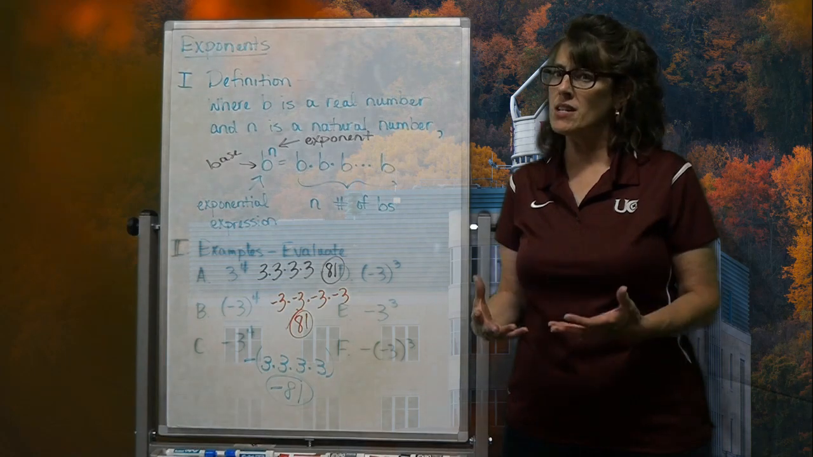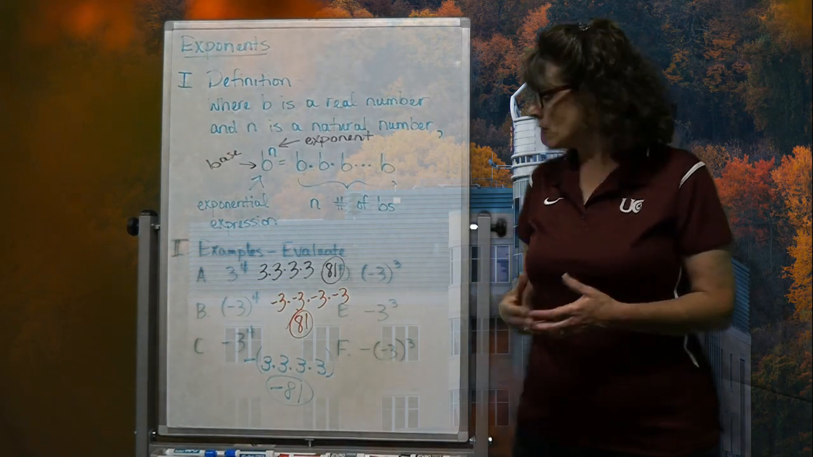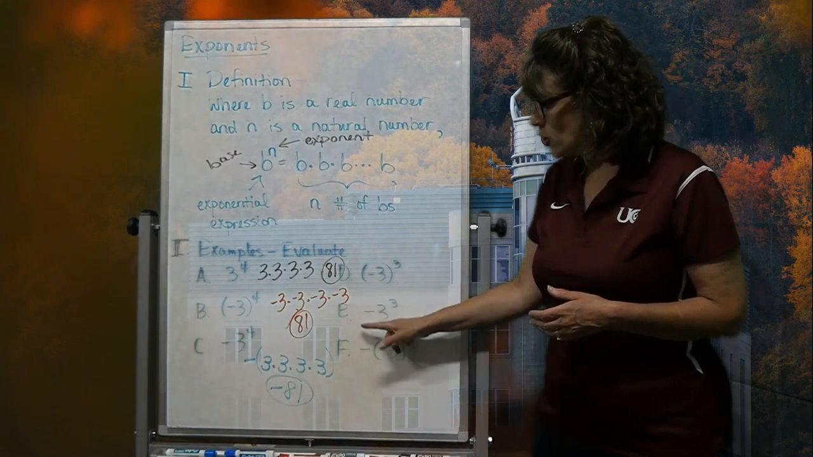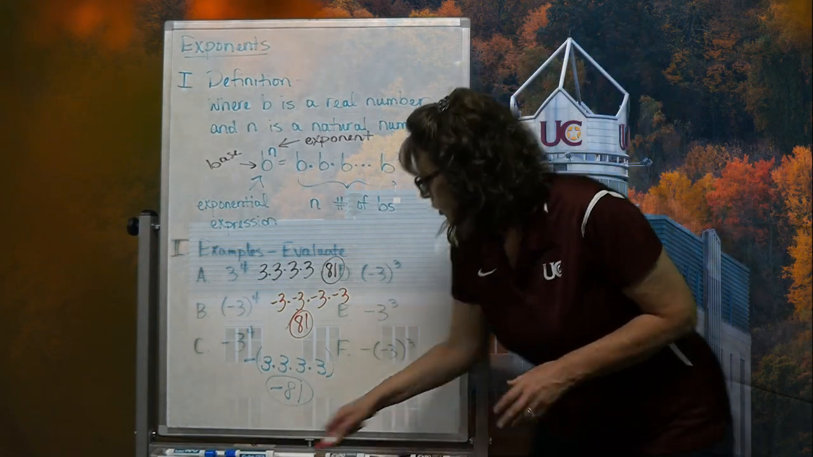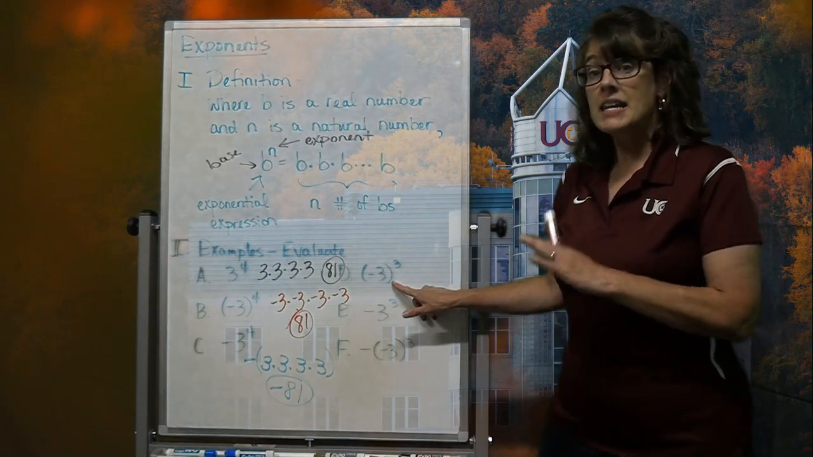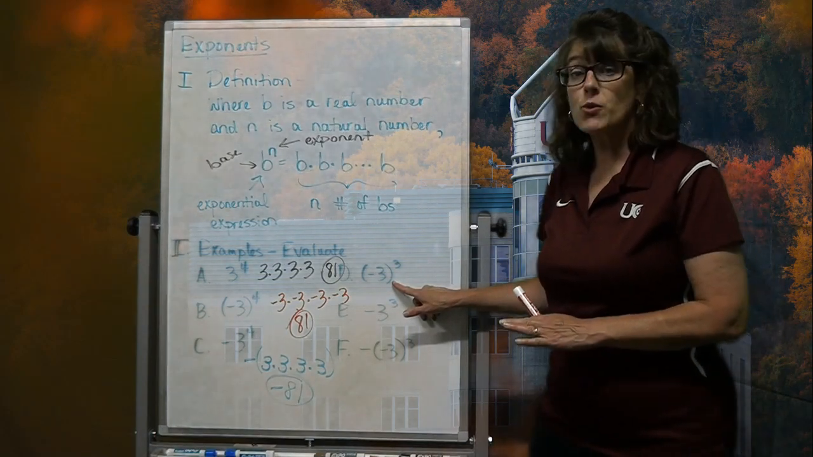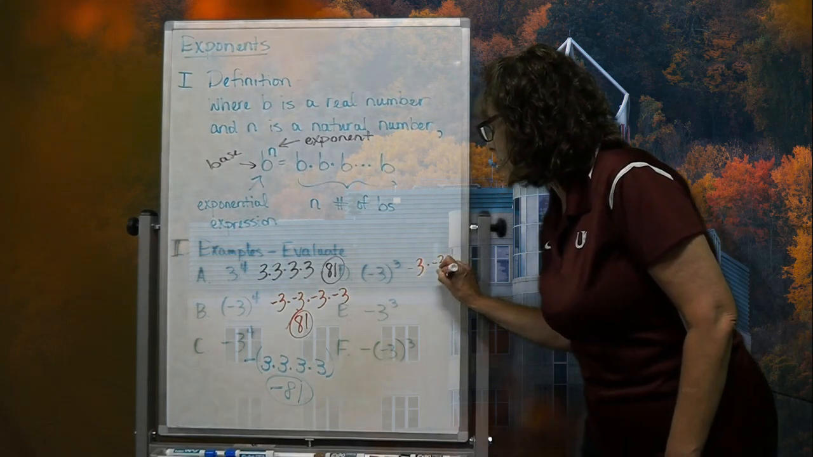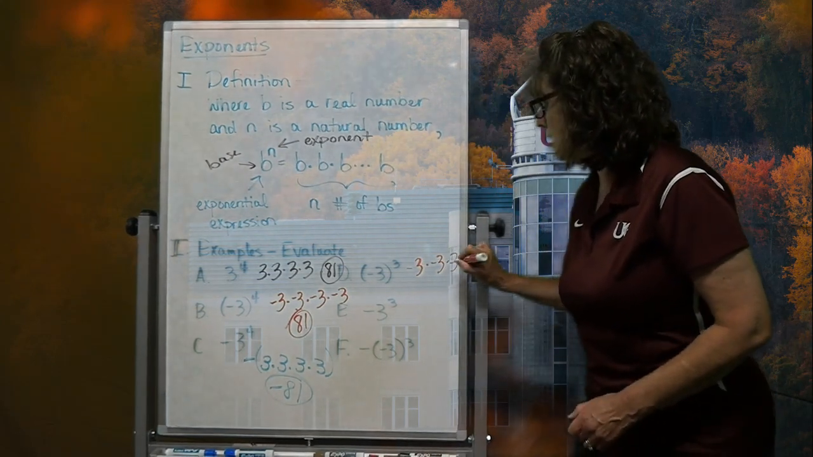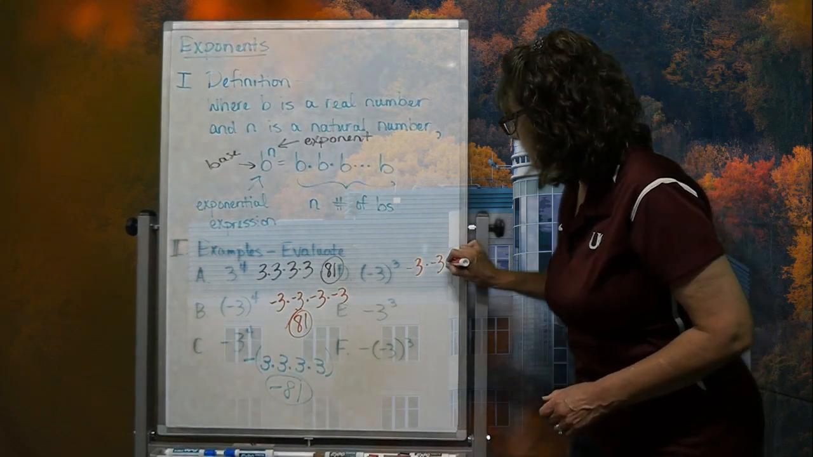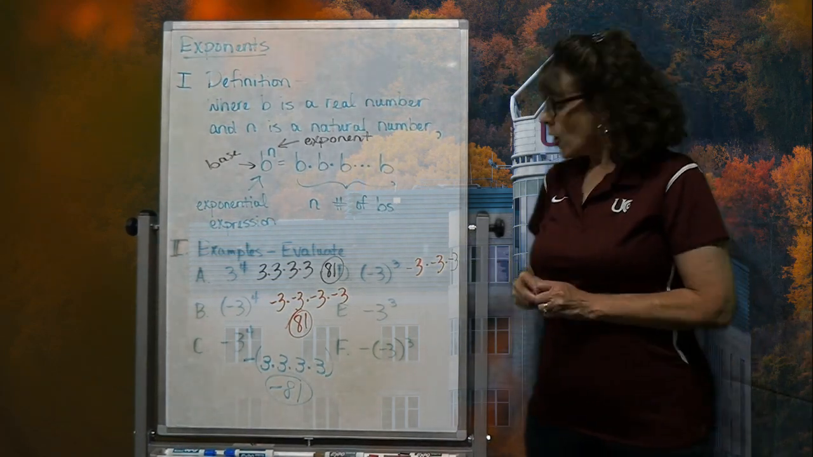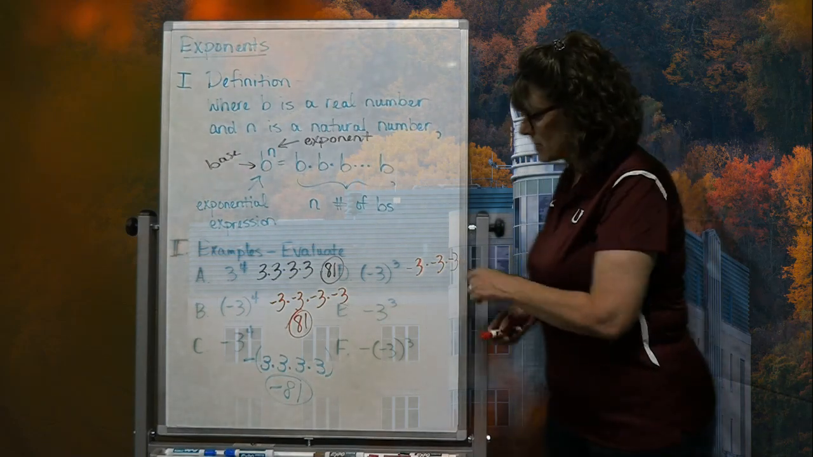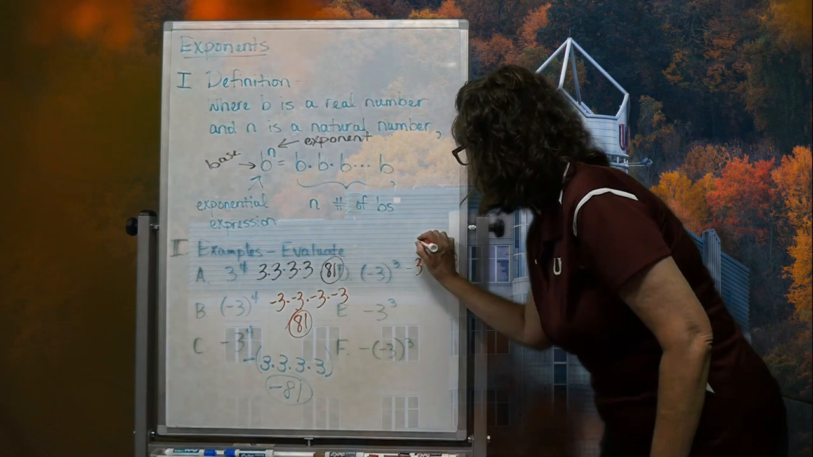Notice again, they look very similar, but there is a subtle difference, particularly between these two. Parentheses on this one, no parentheses on this one. So this one is going to indicate a negative 3 times a negative 3 times a negative 3. In other words, 3 negative 3's being multiplied together. So a negative 3 times a negative 3 is a positive 9. Positive 9 times negative 3 is a negative 27.